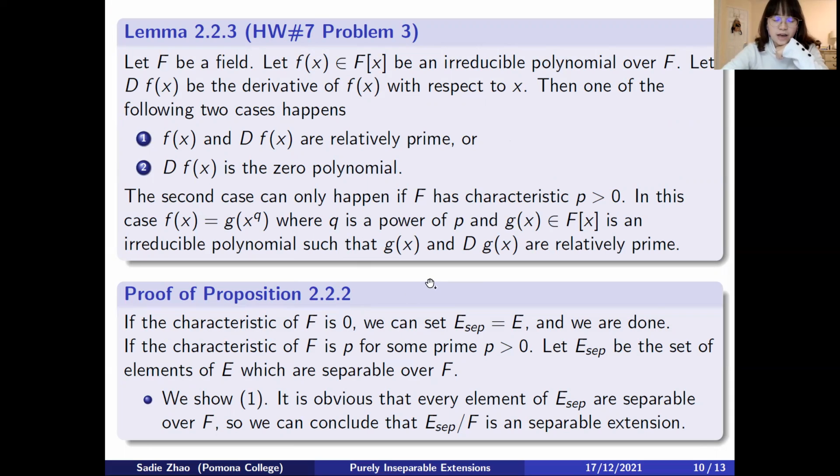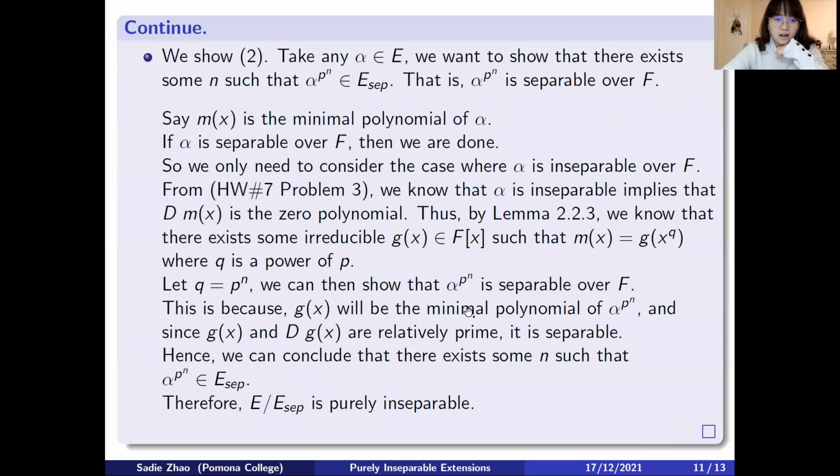If the characteristic of F is 0, we can just set E_sep to be E, and we are done. If the characteristic of F is some prime p, then we can let E_sep be the set of elements of E which are separable over F. First, we show that E_sep over F is a separable extension, and this is obvious by the definition of E_sep. Then we just need to show 2. We want to show E over E_sep is purely inseparable.